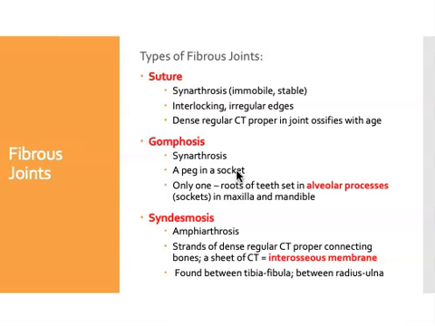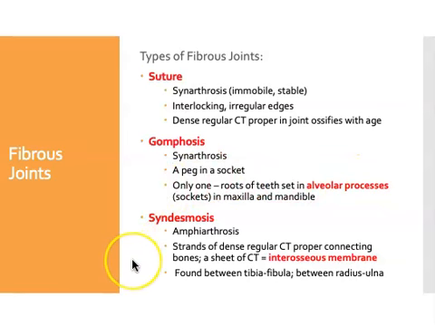Now there's only one place where you find a gomphosis type of fibrous joint in the human body, and that's the roots of the teeth. The roots of the teeth are set into the bone of the maxilla and the mandible, the jaw, and those teeth are set into these sockets that we call alveolar processes. The roots fit nicely into these alveolar processes. They fit sort of perfectly, like a peg in a socket.